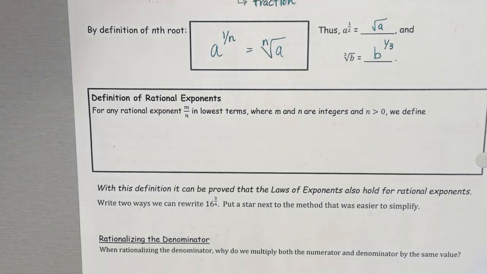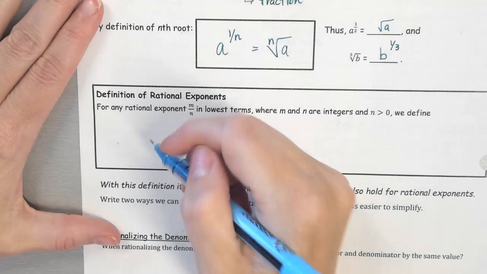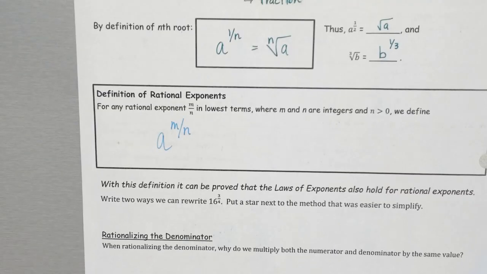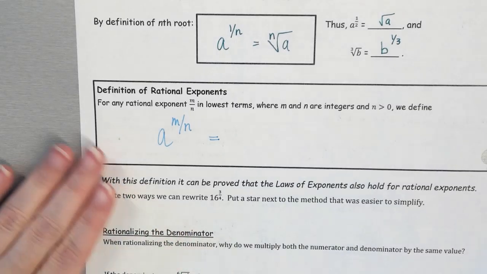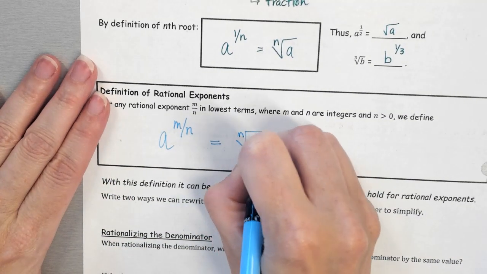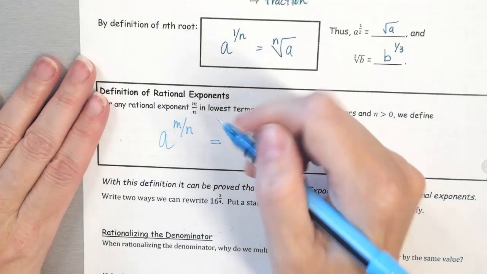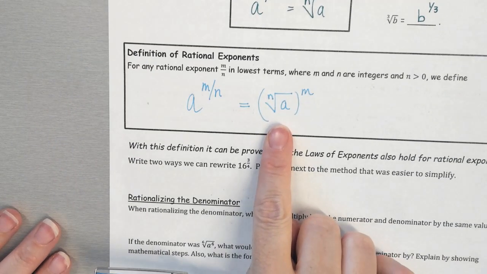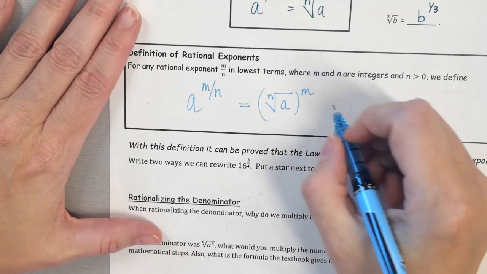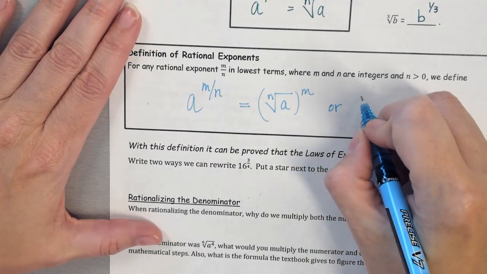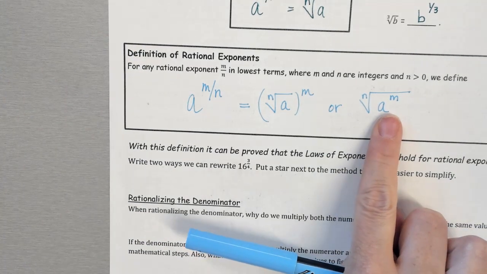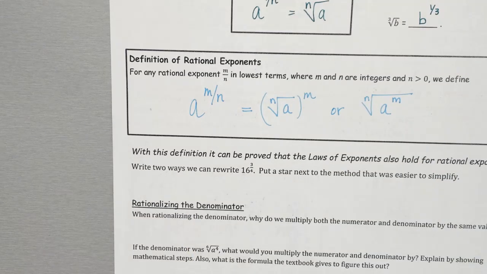So whenever you have a value that's a to the m over n, you can rewrite it like this. You can rewrite it as the nth root of a, and you can raise that to the mth power. This is going to be the most common way. Or you could do the nth root of a, and you could put the power inside the radical. So the power can go outside or inside.